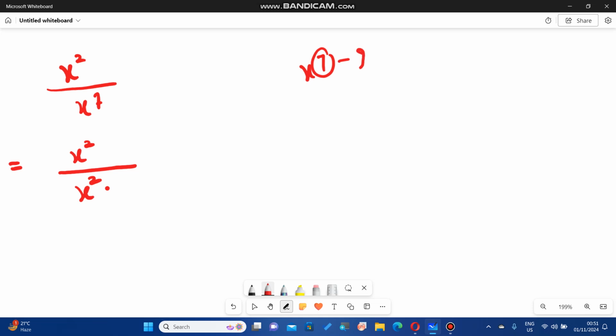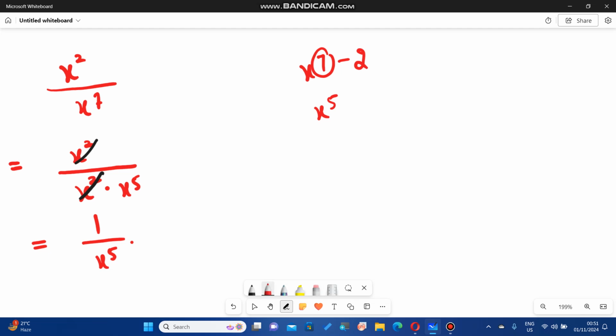Let's say we have x squared divided by x to the power 7. We have x squared in the top. We can split the denominator like this: x squared that we're going to cancel. That was x to the power 7; we took 2 out of it. What is left here? 5. We can write x to the power 5 here. We can cancel x squared with x squared. What is our answer going to be? Our answer is going to be 1 divided by x to the power 5.